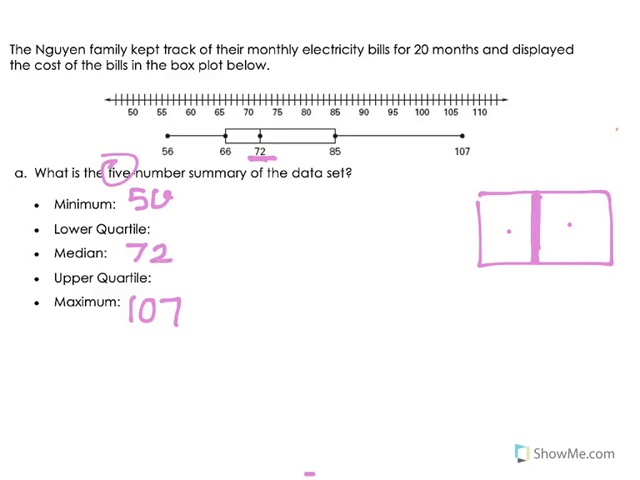My lower quartile, or quartile 1, is going to be in between my minimum and my median. So that value is 66. And then I know that my upper quartile, or quartile 3, is between my median and my maximum. So that value is 85.